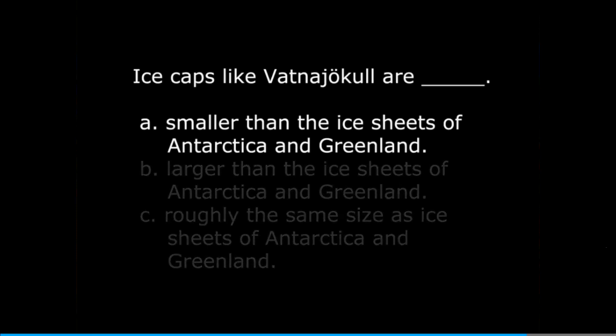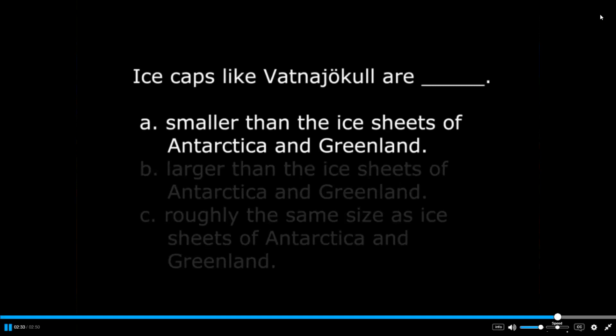An ice cap, like Vatnajökull in Iceland, is smaller than the ice sheets found in Antarctica and Greenland, which tend to be 20,000 square miles and more.